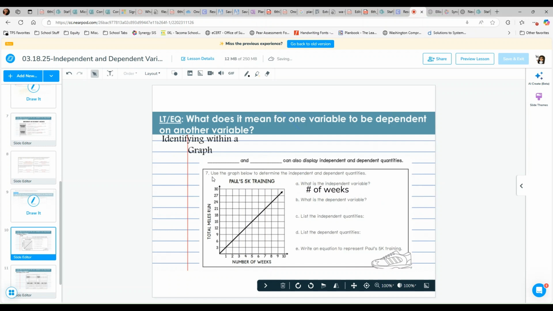What is the dependent variable? That's our y-axis, right? What depends on what? The number of weeks depends on miles. This is our x value, our y value. So of course, total number of miles ran would be our dependent variable. Total number of miles.